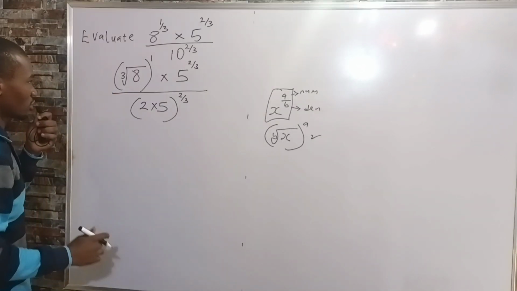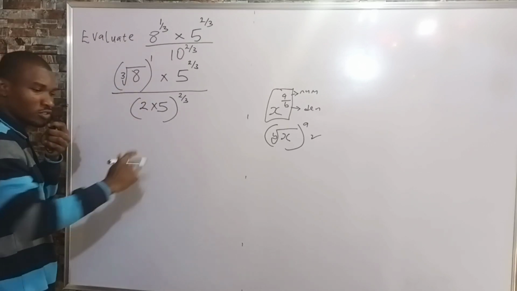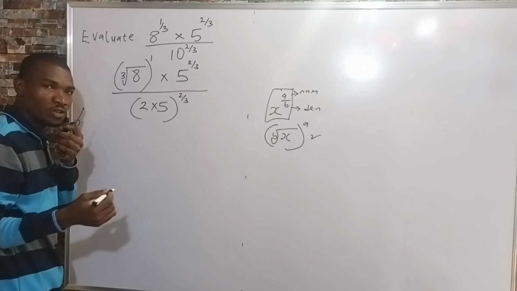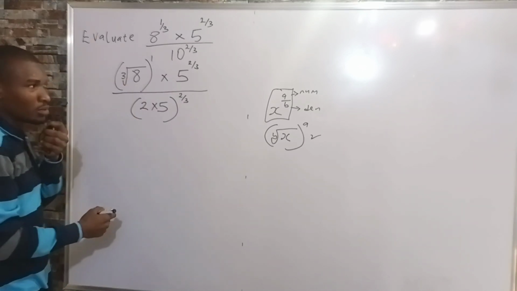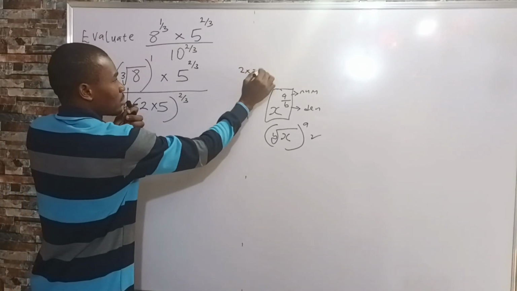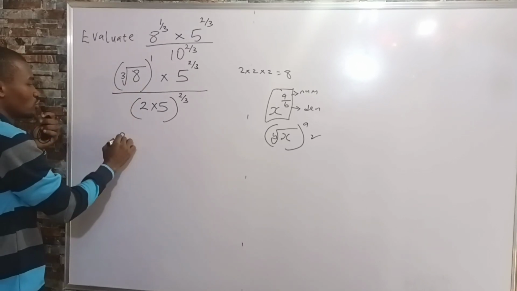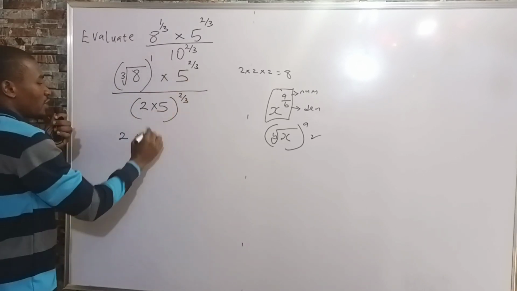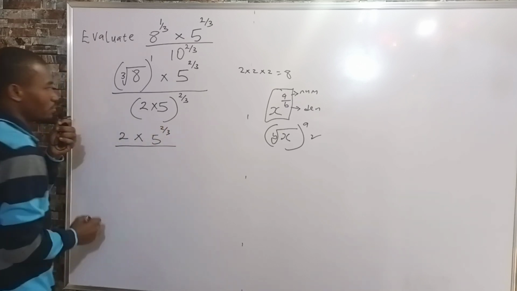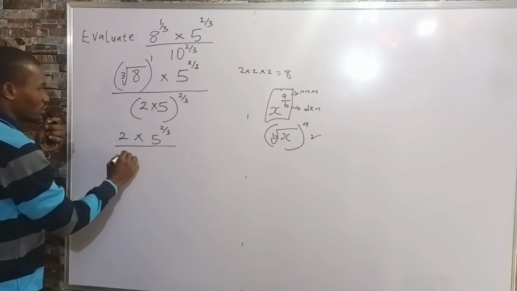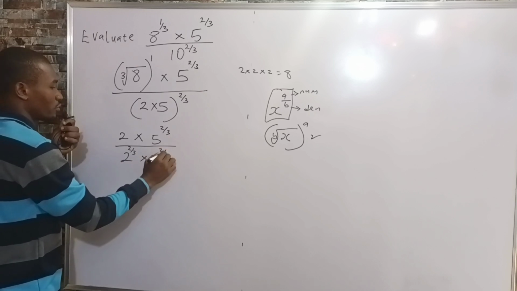So let me continue with the solving. So what is the cube root of 8? Cube root of 8 simply means what value am I going to multiply into 3 places to give me 8? And that is 2, because 2 times 2 times 2 is going to give me 8. So the cube root of 8 is simply 2. And multiplied by 5 raised to the power of 2 over 3, all divided by, this can still be broken as 2 raised to the power of 2 over 3 multiplied by 5 raised to the power of 2 over 3.